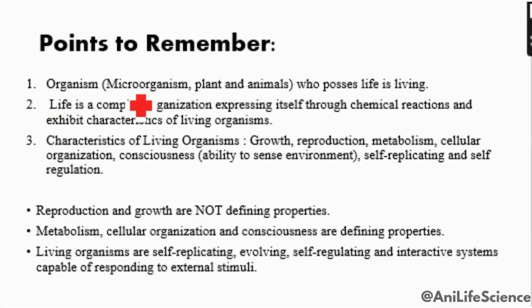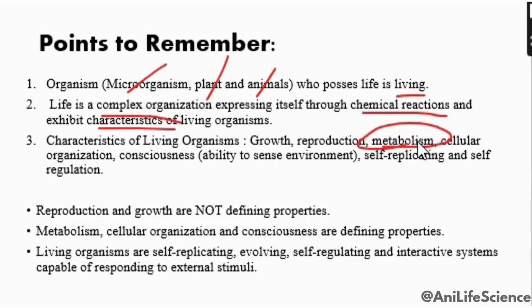Living things include microorganisms, plants, and animals. If something has life, we call it living. Life itself is a complex process that works through chemical reactions and shows certain unique characteristics. Living organisms show features like growing, reproducing, and having metabolism.